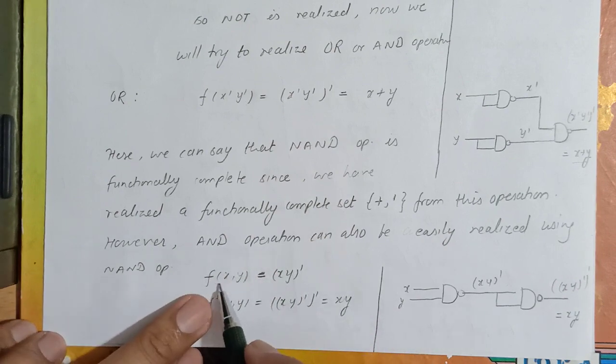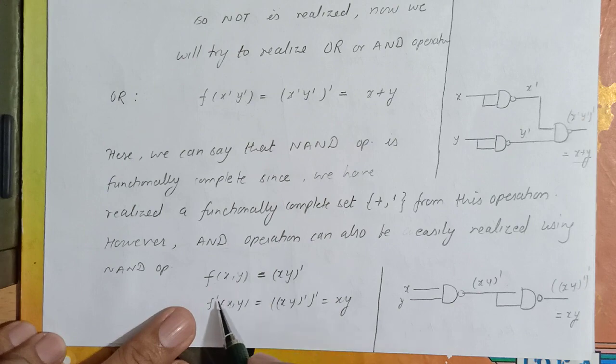So basically f of x, y is given like this. If we take the complement of this function, x y dash whole dash, then it will give x y. So in this way we can also realize the AND operation.